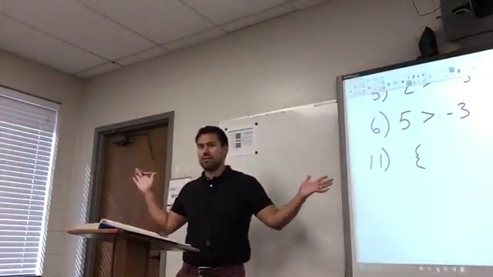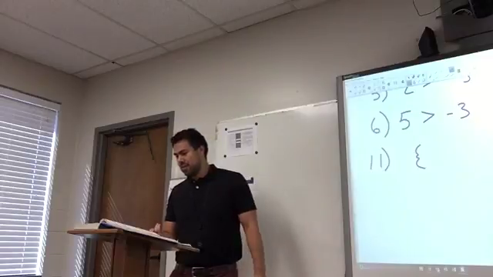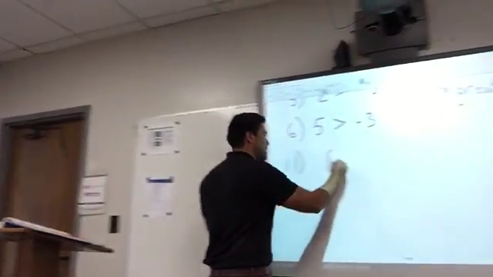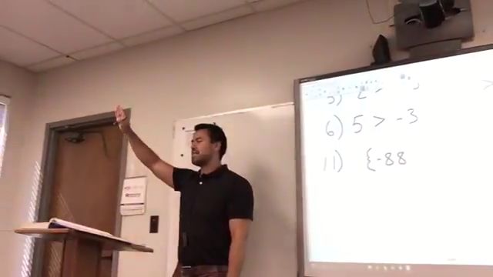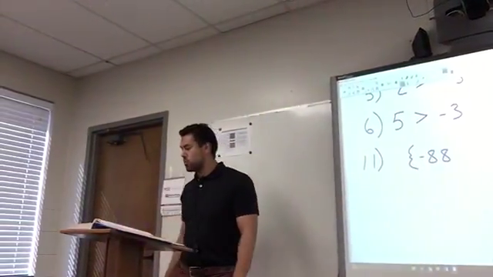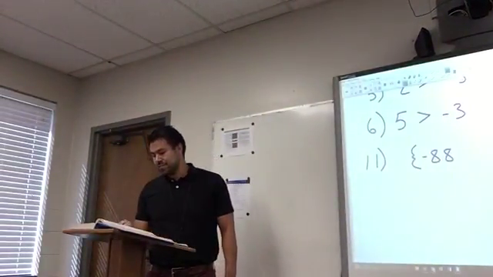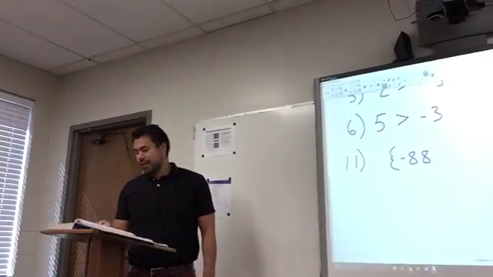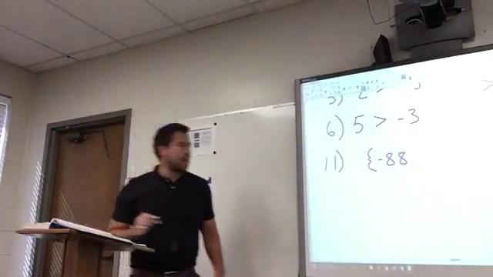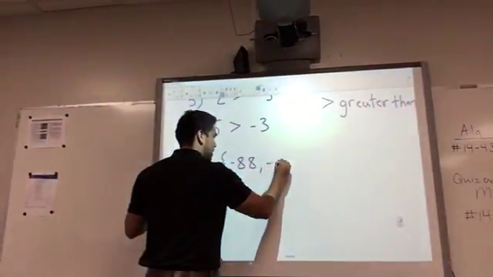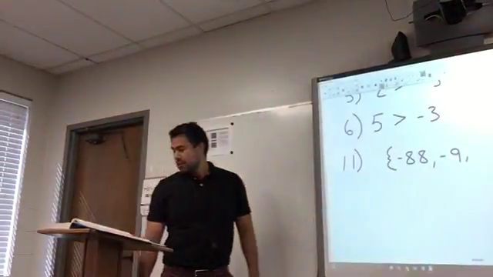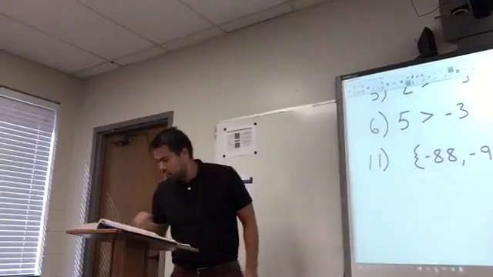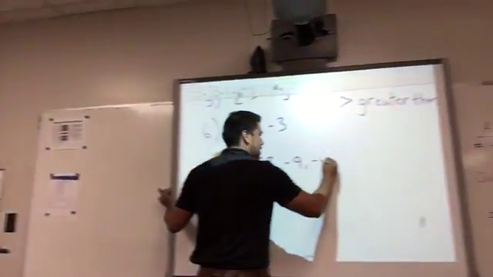Out of that group, what is the smallest number out of all those numbers? Caroline? Negative 88. Negative 88 is the smallest number because it is all the way to the left of all of those numbers. Which one would be next? Callie? Negative 9. Negative 9 would be next. What would be after negative 9? Elizabeth? Negative 4. All right.